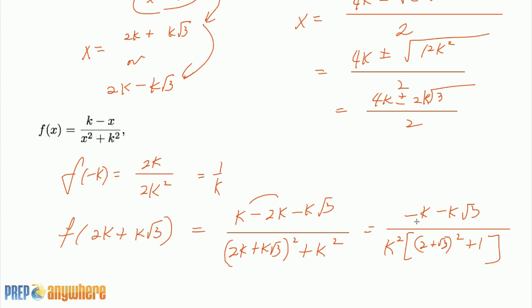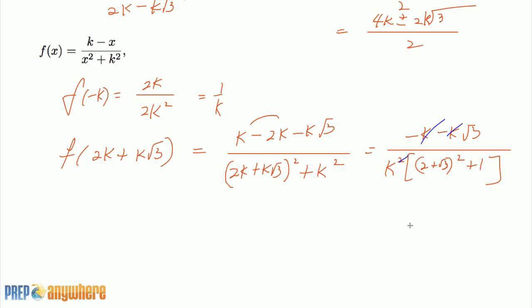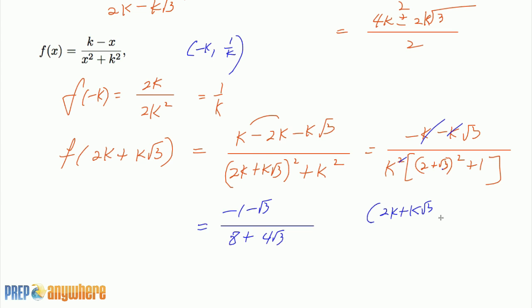So we can actually reduce the k's. So 1 k at the bottom. So we get minus 1 minus root 3. And if you expand the bottom, you get 4 plus 3, that's 7, 8 plus 4 root 3. Right now what we have, one of the inflection points is minus k and 1 over k. The second inflection point is 2k plus k root 3 and minus 1 minus root 3 over 8 plus 4 root 3. I think I forgot the k there.